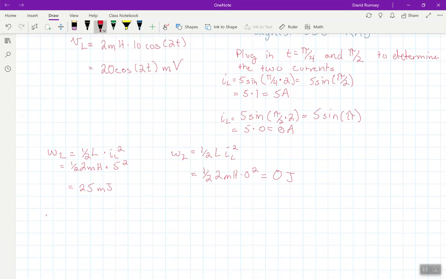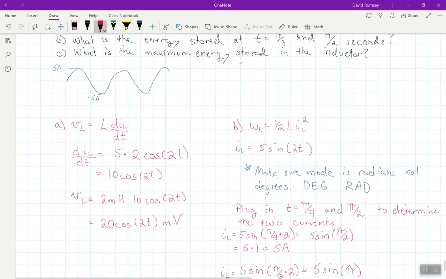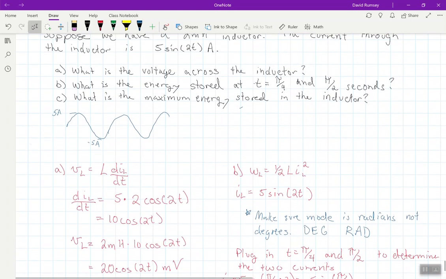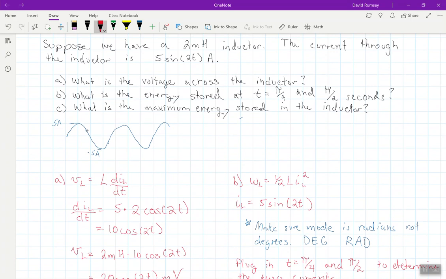Now, part C, we want to know what is the maximum energy stored in the inductor. I say we already have the answer to this. And the answer here is 25 millijoules. And how do we know that? Well, let's go back to what these sine and cosine functions look like. So they go up and down, right? And whatever the number is in front, that's the maximum it gets to, and it's also the minimum it gets to. So we want to know what the maximum energy stored is. Well, the inductance doesn't change. The inductance is 2 millihenries. The only thing that's changing is the current. So we need to know where is the maximum current? And just looking at this, we can clearly see that 5 amps is the maximum current.